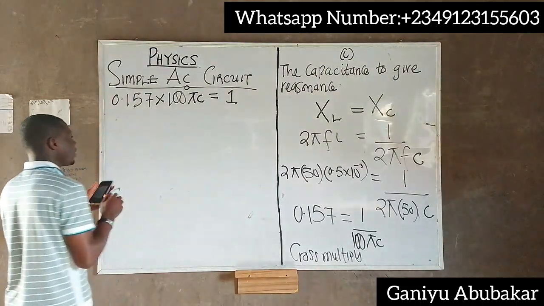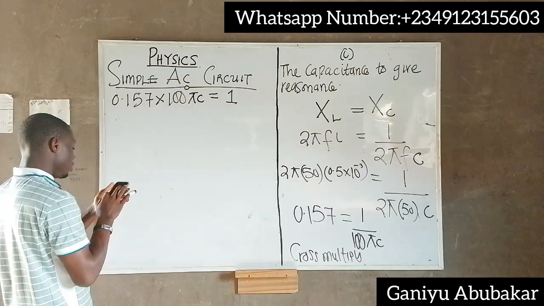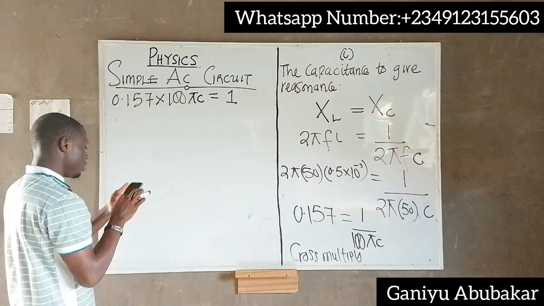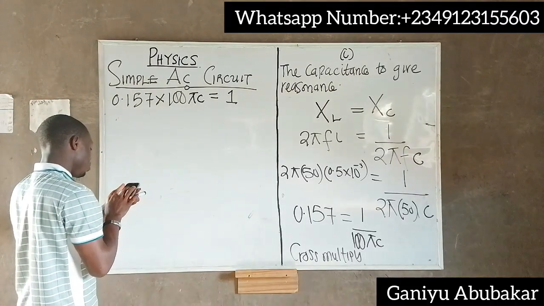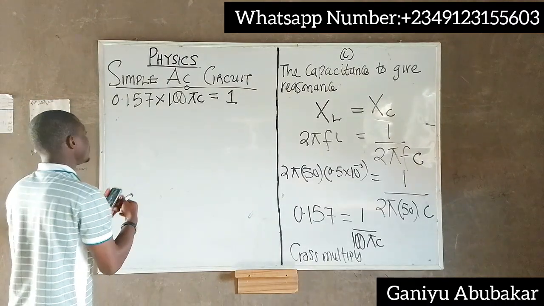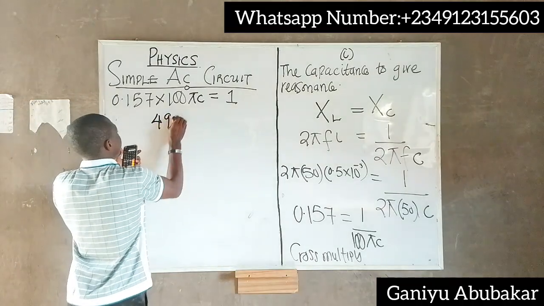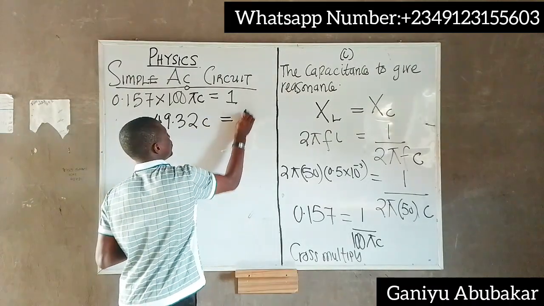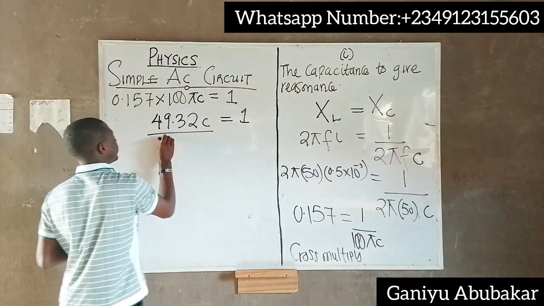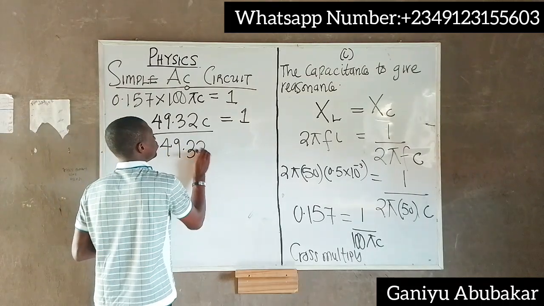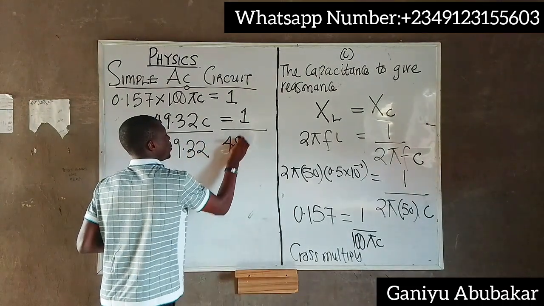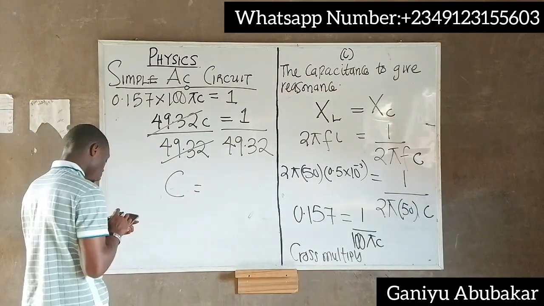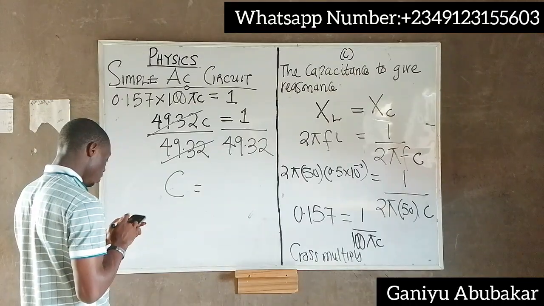this will give, multiply pi by, this is 3.142 is pi, by 100 times 100 times 0.157. This gives me 49.32. What's it called? Capacitor. Equal to what? 1. Get C divided by 49.32. This cancels this. C will be equal to 1 divided by 49.32.